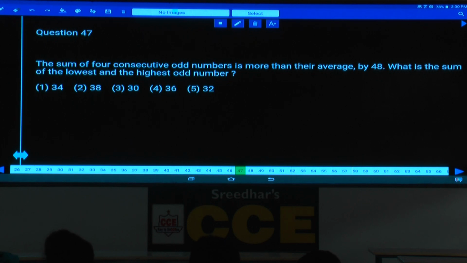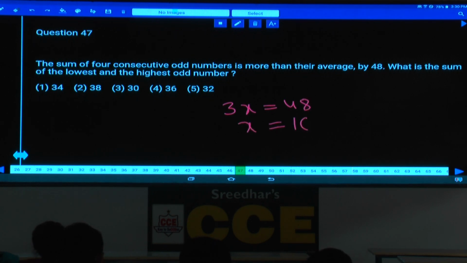Sum of 4 consecutive odd numbers is more than average by 48. So 3x is 48, average is 16. Least and highest sum is 2x, which is 32. Over.